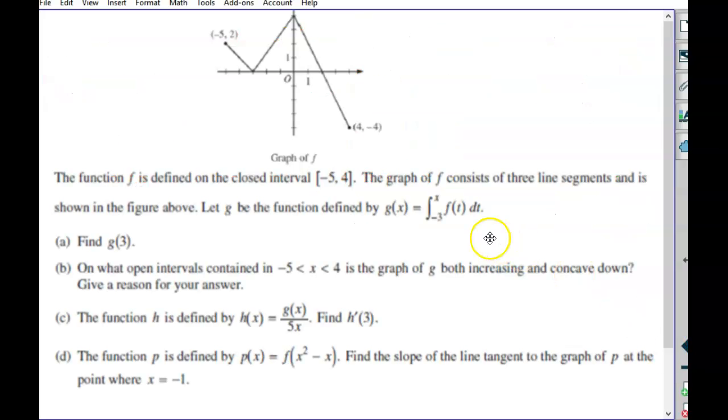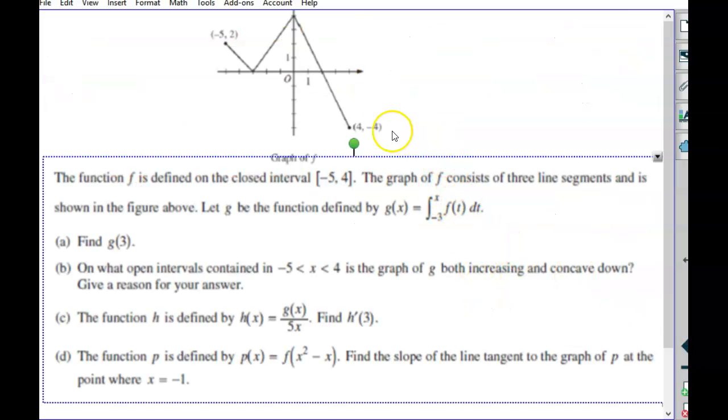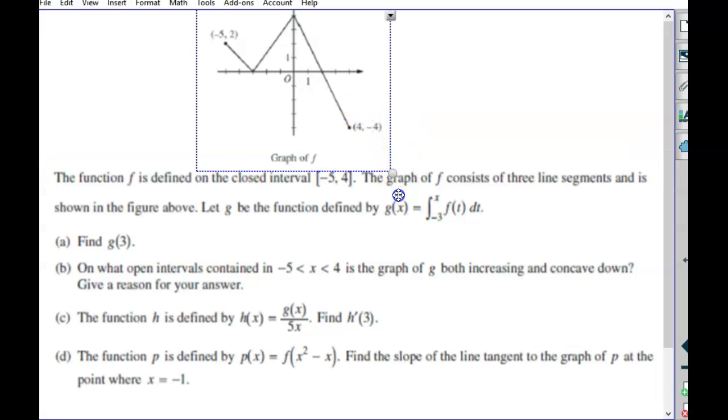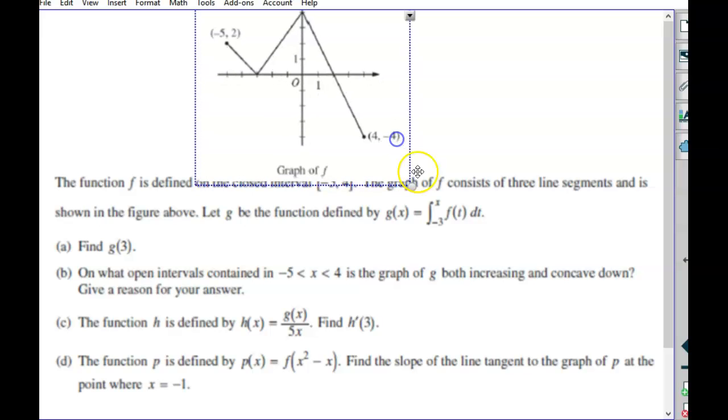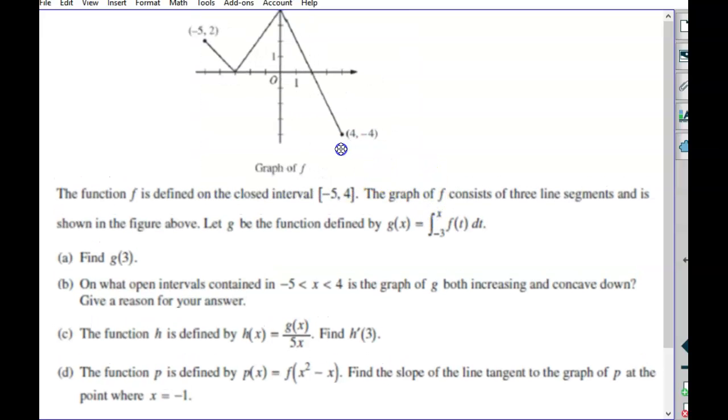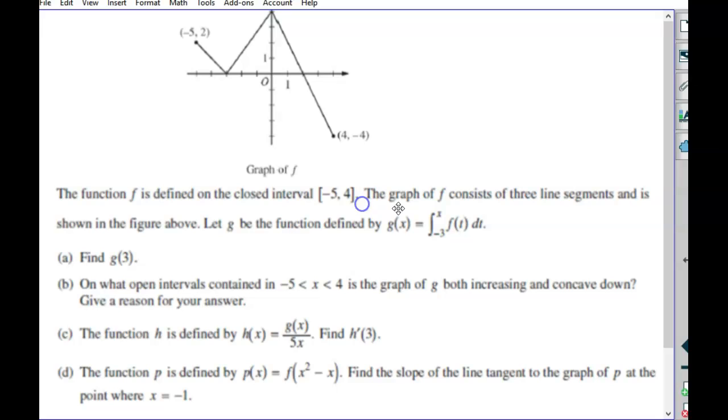So we got time for a free response. Unfortunately, I can only make this about this big. Here's the graph of f. And I'd like you guys to try these 4 problems. And we'll give you 15 minutes on this, and then we're going to go over it.